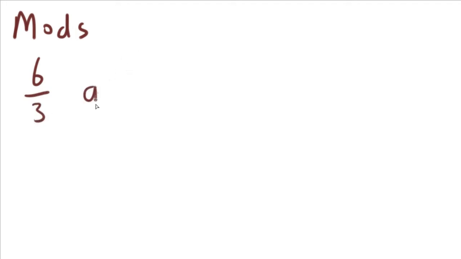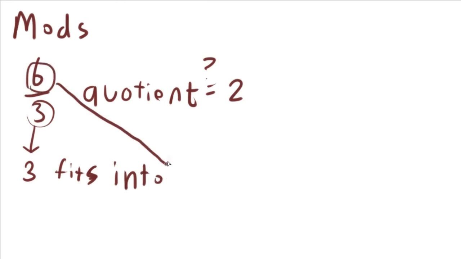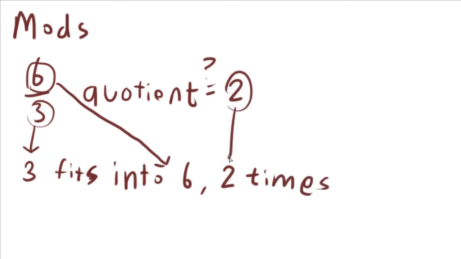So 6 divided by 3. Tell me, what is the quotient? Okay, I'll tell you, it's 2. Because 3 fits into 6 2 times. There. That's the process you go through. You find out how many times this number fits into that number, and that gives you the quotient.